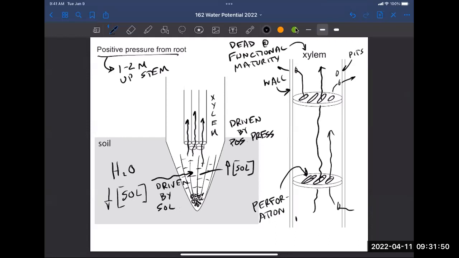Oh yeah, right. Dead at functional maturity. This is a term that I want you to know well, right? What that means, functional. If you think about a cell that's mature, that means it has gone from an undifferentiated cell in a meristem, and through gene expression and making a lot of different proteins and structures, it has assumed a particular shape and structure that is important for it to do its function, right?